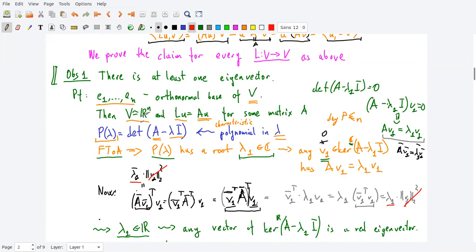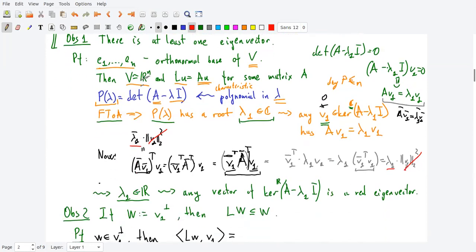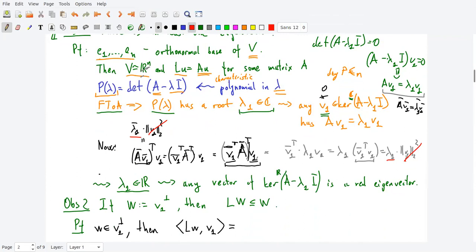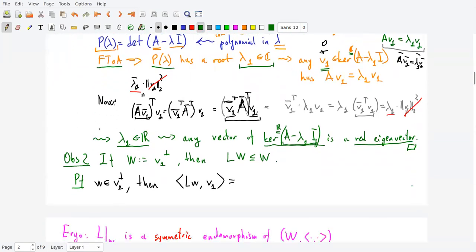Good. So in this way, we have proved that every eigenvalue of our matrix will be a real eigenvalue, and therefore, if I have a real eigenvalue, I can take any vector from the kernel over the reals of this singular matrix, and it will be a real eigenvector. Good. So this was observation number 1. We have proved that there is at least one eigenvector.